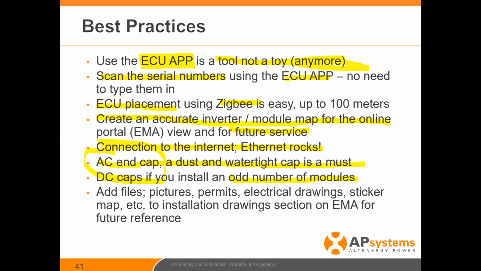Online on the EMA, we have the ability to add files, pictures, any permit documentation, electrical drawings, sticker maps, anything that you've done on that site. You can put this into the online portal. You just click and upload this information, and it's there for you to have. So the nice thing about this is you don't need to have a manila folder with Mrs. Smith's job anymore. You can still have it if you'd like, but you can also have it online. If you ever need to go back and reference that site, you'll be able to see the pictures that you took. You'll be able to see all the documentation for that. It's all available to you and not the homeowner. And I'll show you exactly where that is in the next little demo here.